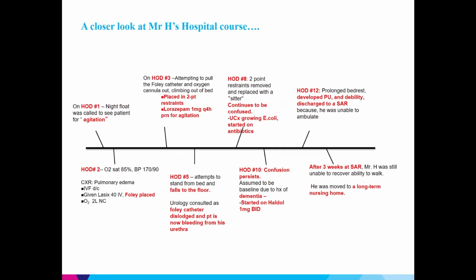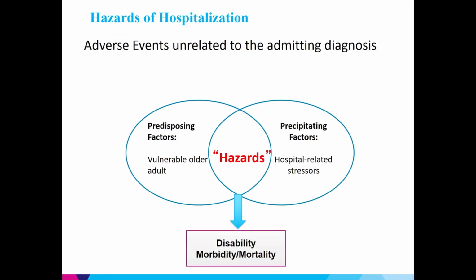When we think of hazards of hospitalization, we're referring to complications of a hospital stay unrelated to the problem that caused the admission or to its specific treatment, and both that are explainable and avoidable. There are a number of reasons why hazards of hospitalization can happen and why our older adults are at greater risk. We often think about it as an intersect between the predisposing risk factors of that vulnerable older adult and the precipitating factors, also deemed as hospital-related stressors, that lead to this unfortunate disability and increased morbidity and mortality that we're seeing.